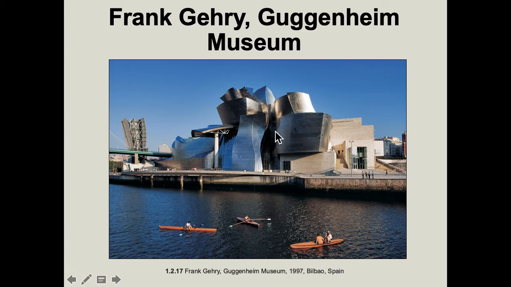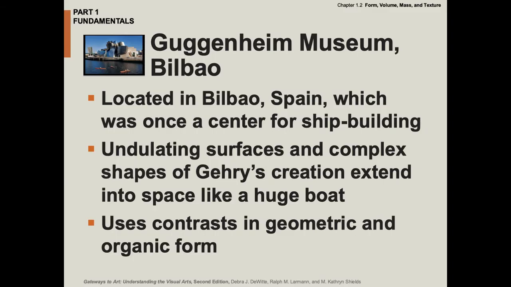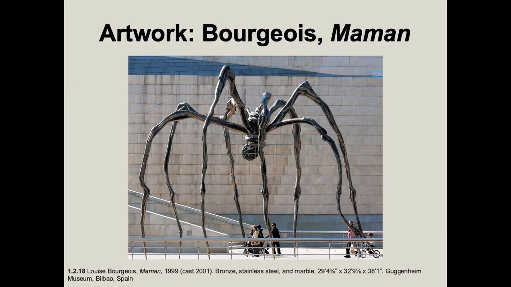And he achieved this by using a computer. Now, when architects are using computers more, and this was built in '97, of course it was planned much earlier, they can come up with some much more inventive forms. And so undulating surfaces and complex shapes. So it looks kind of like a huge boat, and it's combining geometric and organic forms.